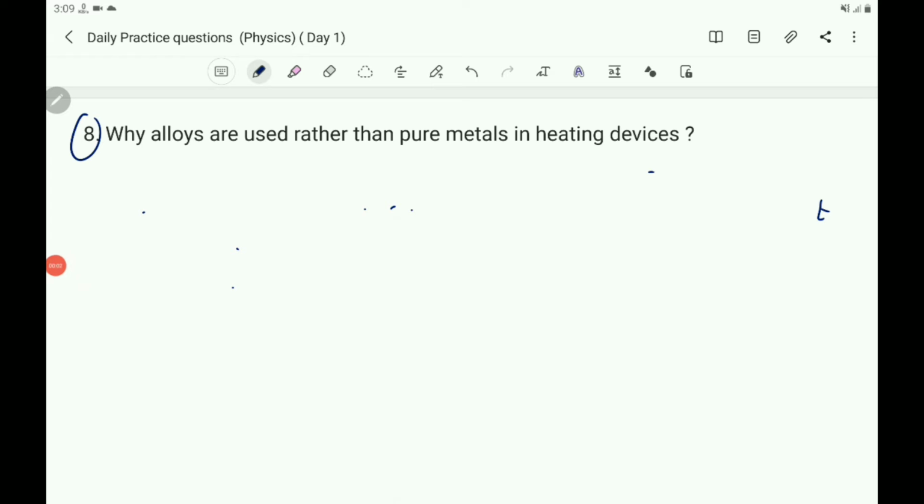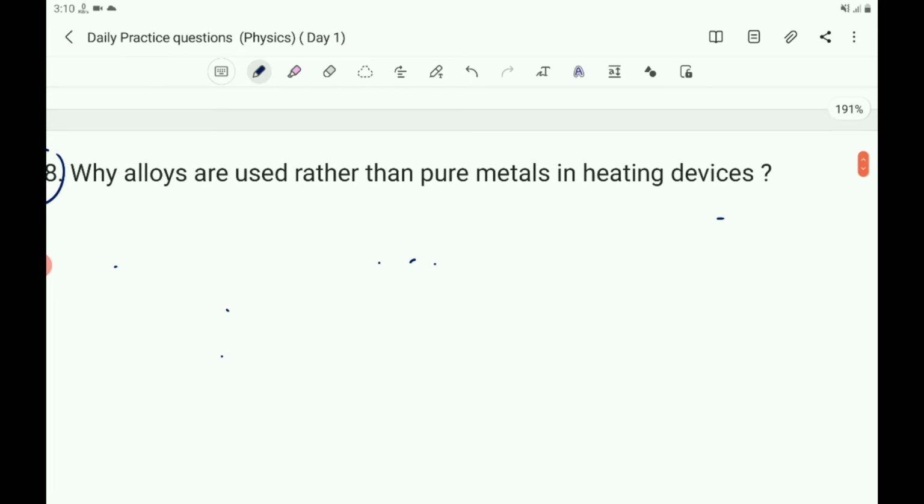Question number 8. Why are alloys used rather than pure metals in heating devices? Here you can answer that as compared to pure metals, alloys have higher resistivity. When a current is passed through the element made of alloy, a large amount of heat is produced. Resistivity of an alloy almost does not change with temperature. So an element of alloy does not readily get oxidized at high temperature. Therefore, alloys are used rather than pure metals in heating devices.